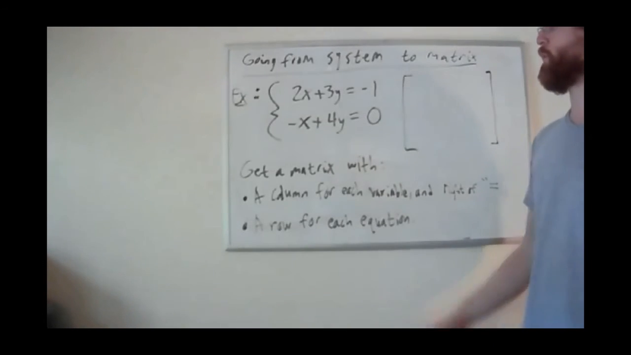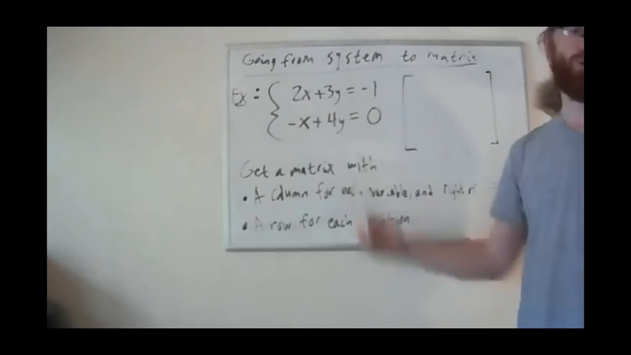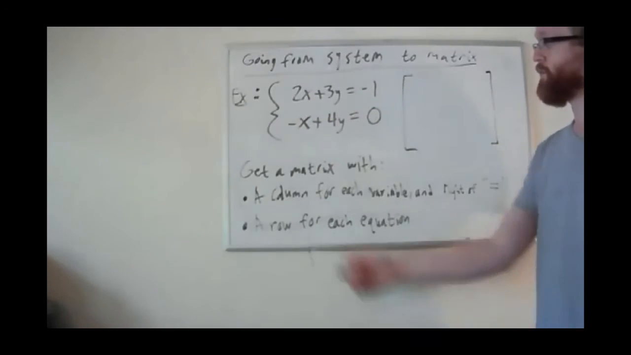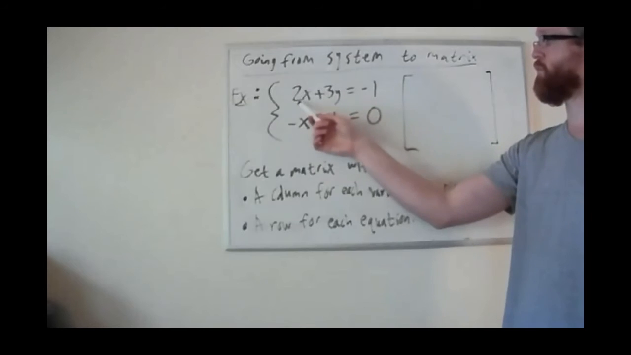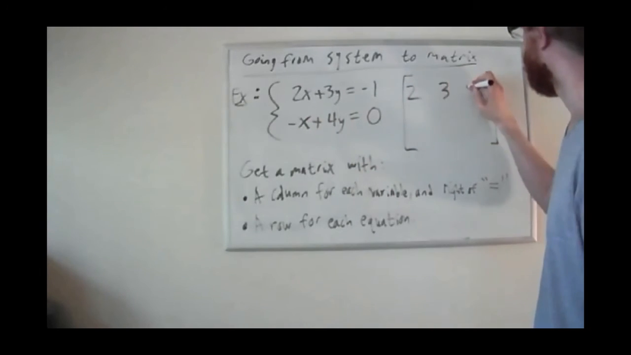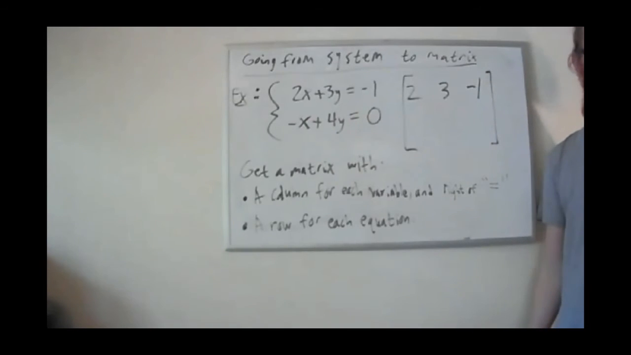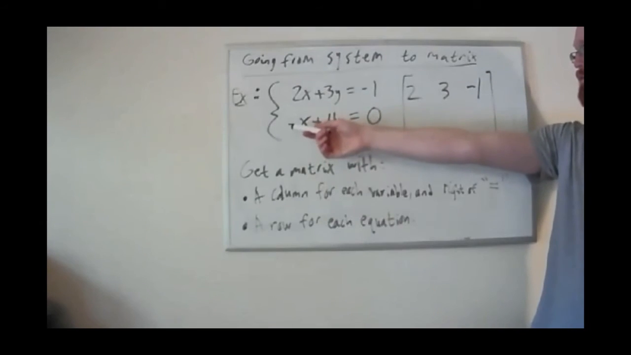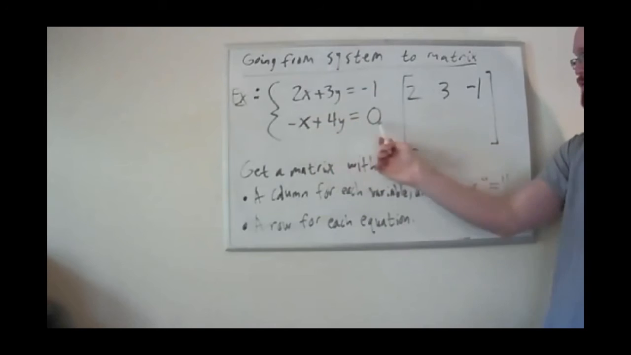And to fill them in, all I'm going to do is read off the coefficients. Just going to read off the numbers from the equation. So my first row is just going to be 2, 3, -1. And my second row will be -1, 4, and 0.